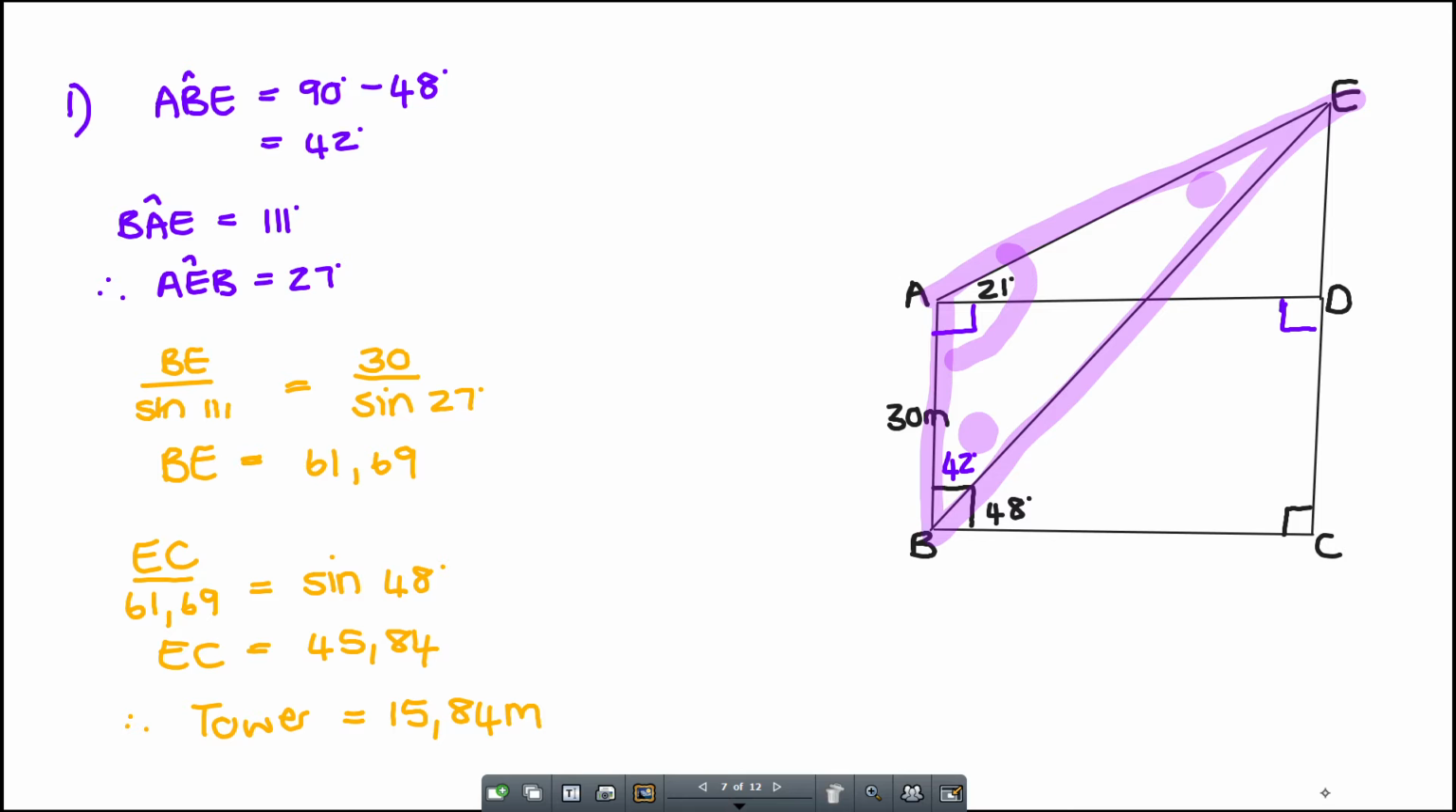Okay, so nou het ek al die inligting wat ek nodig het. Now I'm going to say BE, that one, over sine 111, want hulle is mos oorkant mekaar, will be equal to 30 over sine 27. Is julle nog reg? Okay, right. Then I cross multiply those to get BE would then be 61,69. Okay, now BE is mos nou daai lyn.